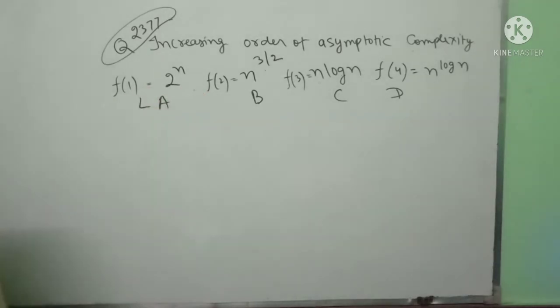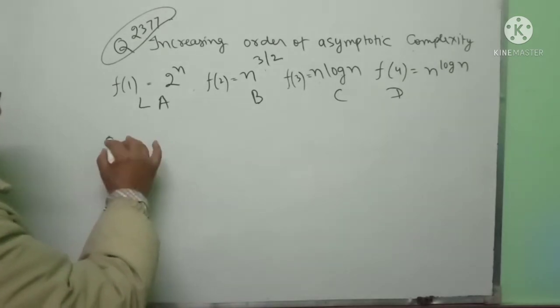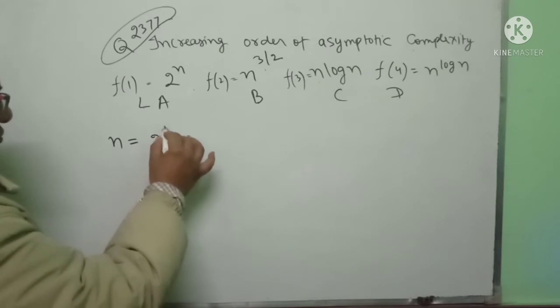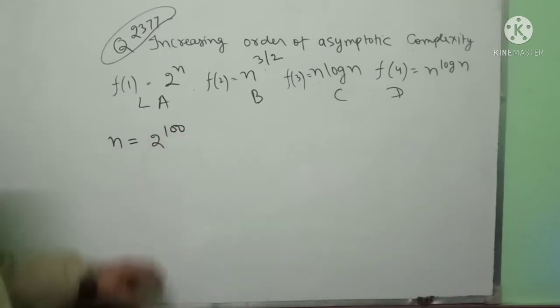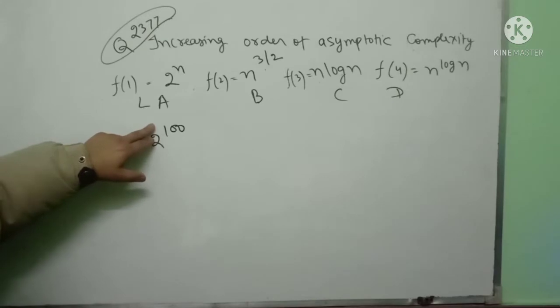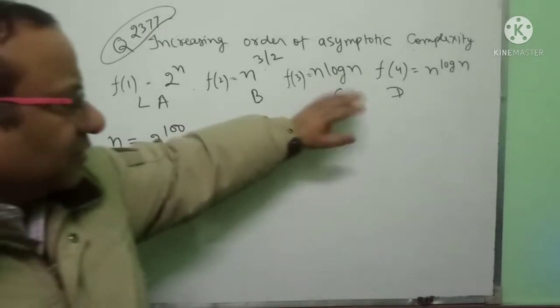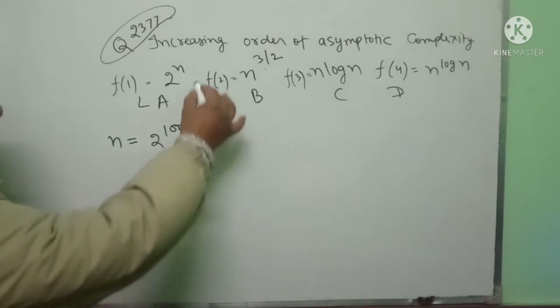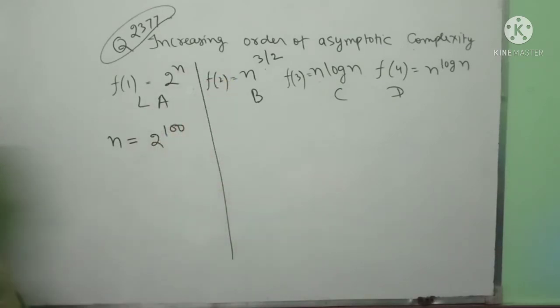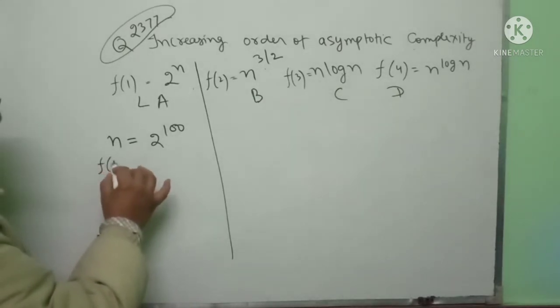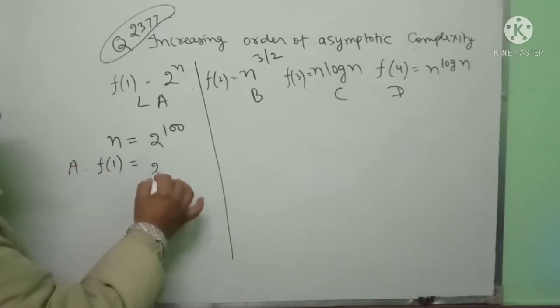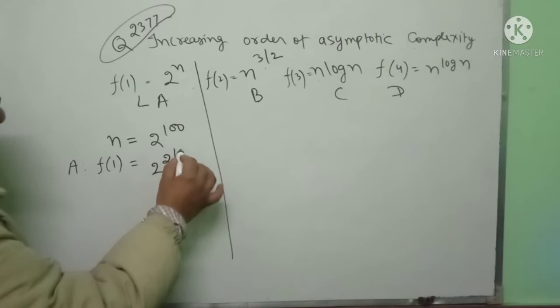Let's compare still by taking some values. Let's take a very large value. First value I take: n is equal to 2 raised to the power 100. I am taking the value 2 raised to the power 100 because it will help in simplifying these log expressions. So if I take n equal to 2 raised to the power 100, the first function f1, or you can say A, will be equal to 2 raised to the power 100.